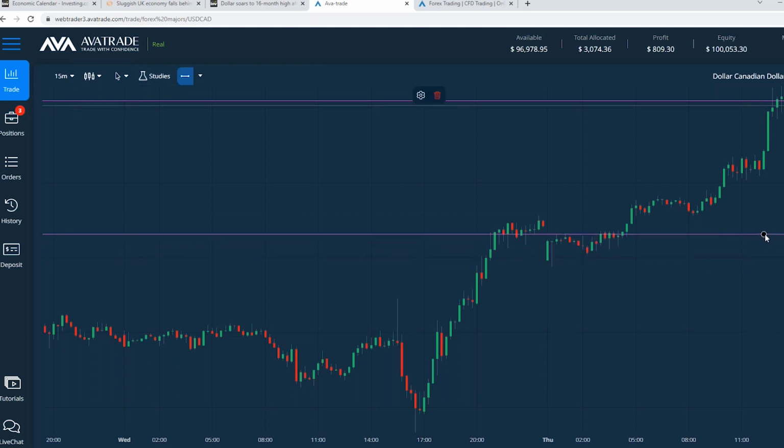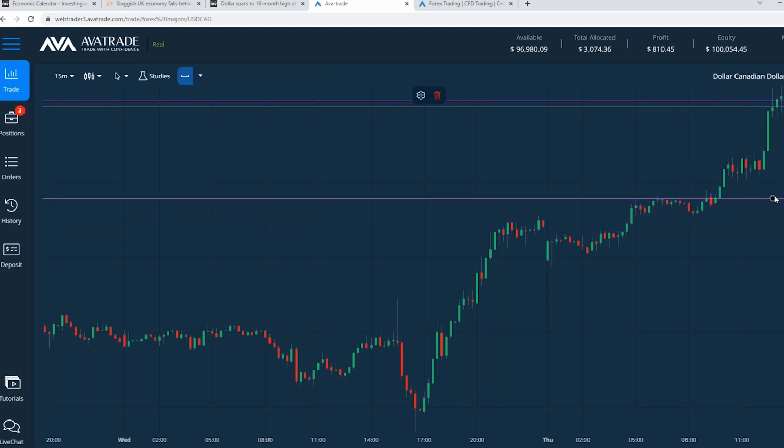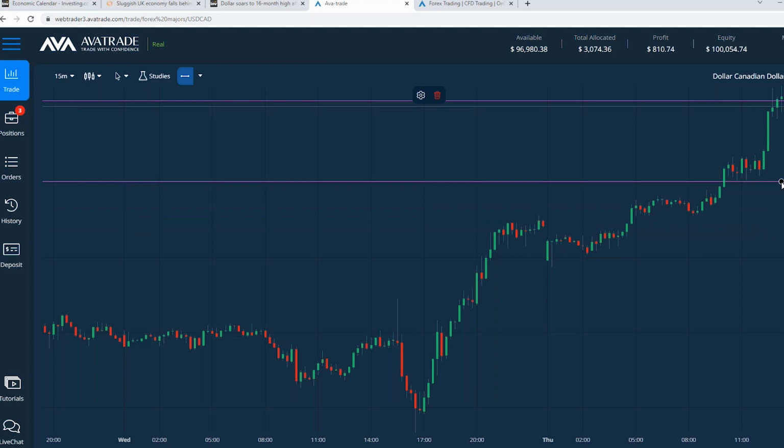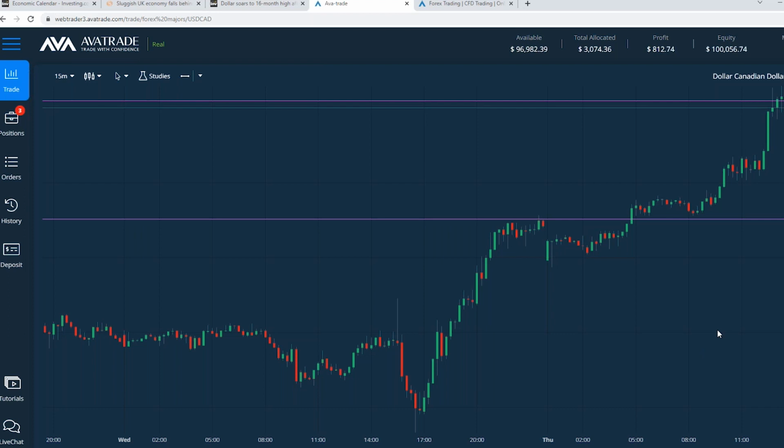Let's draw the line. 124, 125 even. Okay, that's right about there. And you see that's the support level. Okay, so this was old resistance, it broke through, became support. So if this is dropping, it might make sense to take profit as it reaches the support level.